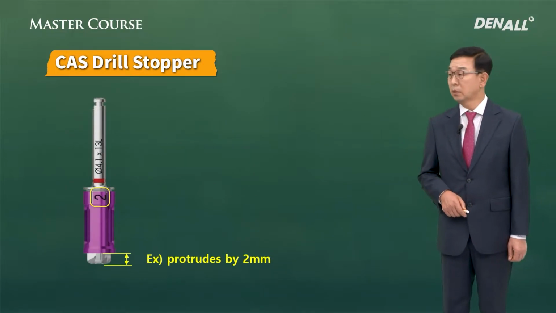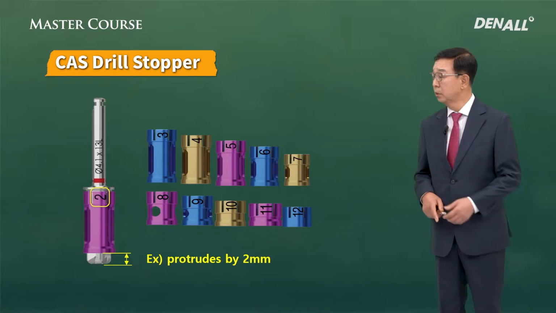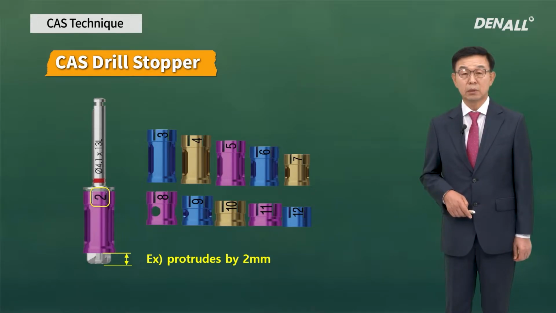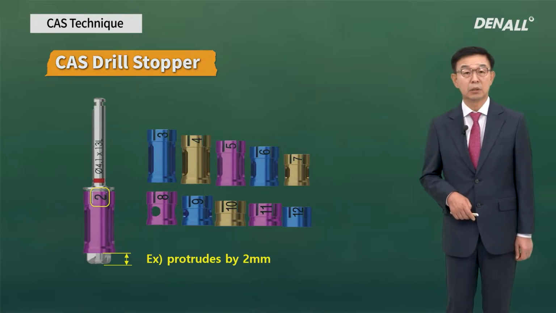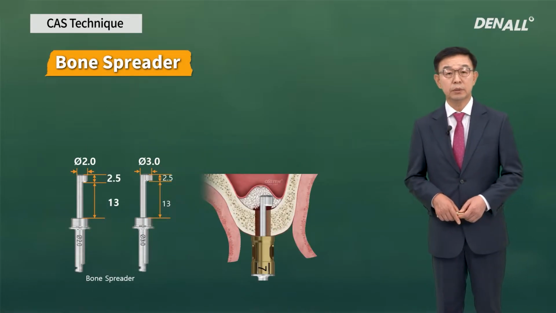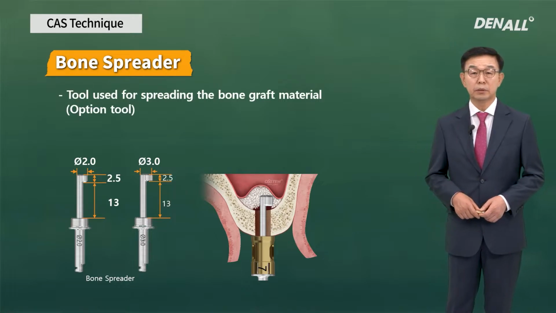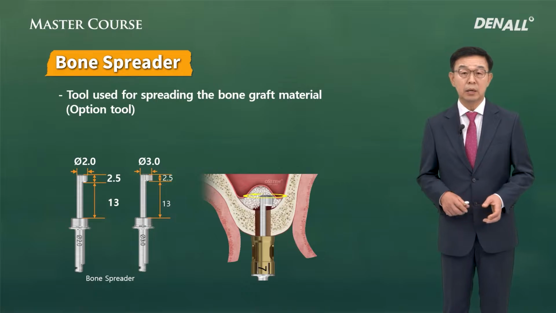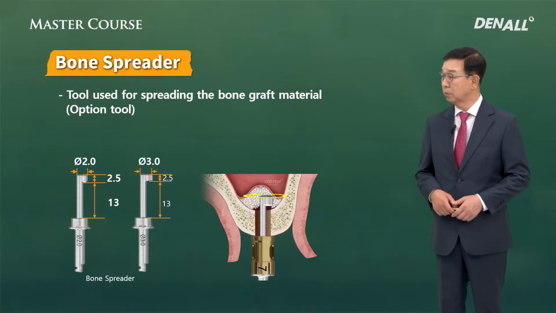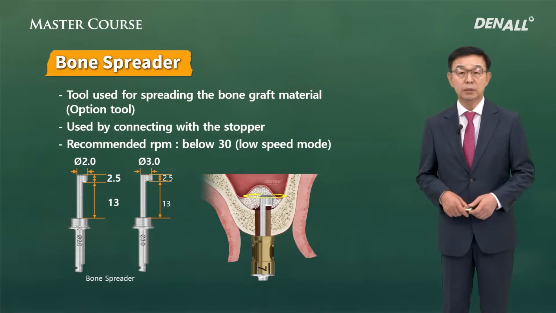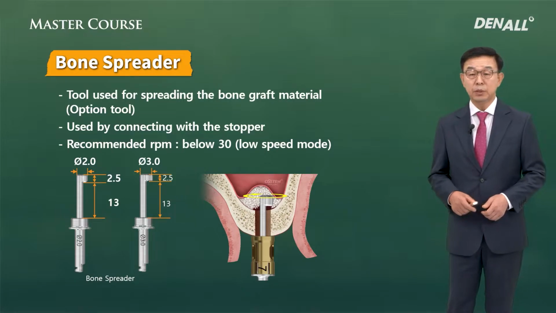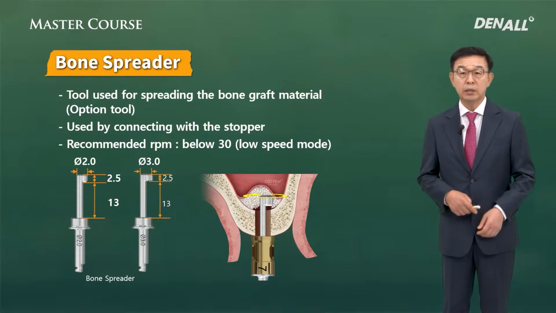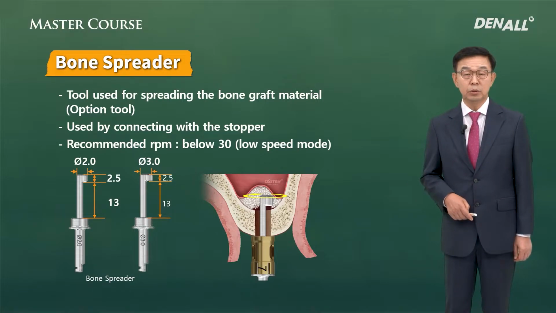Ways to use the CAS drill stopper. There's various stoppers from 2 millimeters up to 12 millimeters, and you can gradually drill the sinus floor. Next, there's the bone spreader. After bone graft is done, you can spread the bone graft in an ideal position in the sinus floor. By doing the spreading very well, ideal bone formation can be made after implant placement. This is a tool for that.